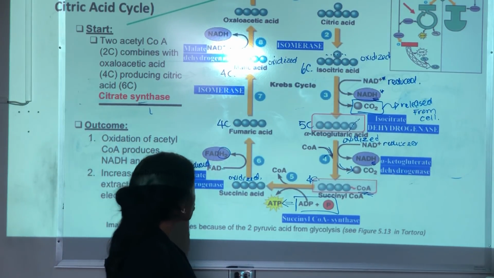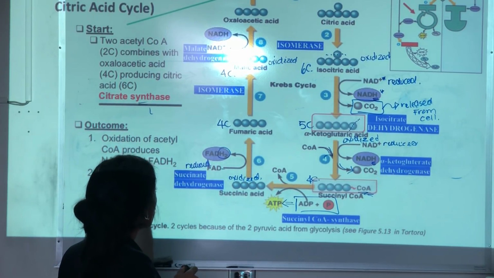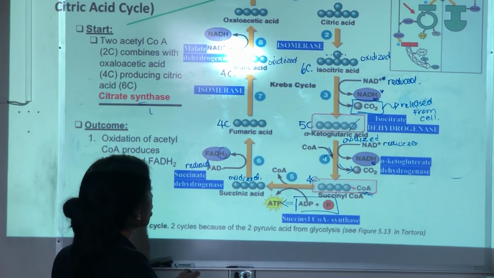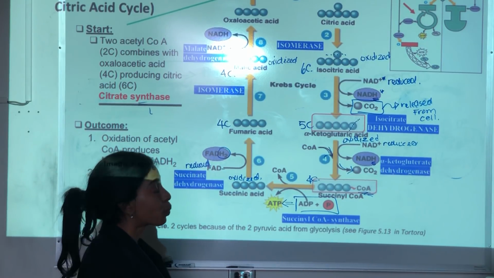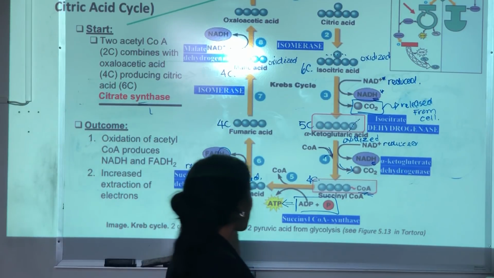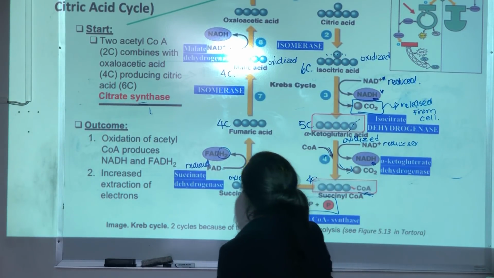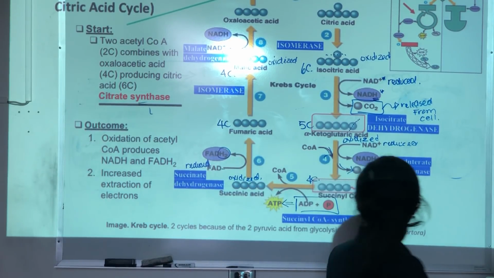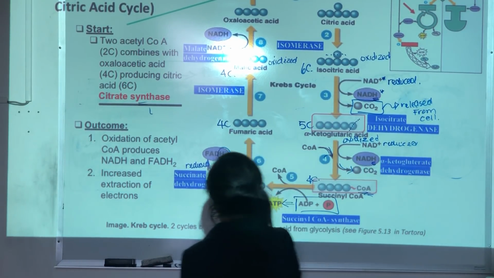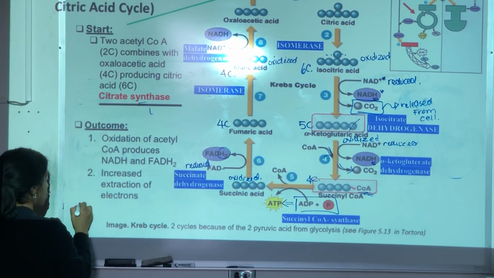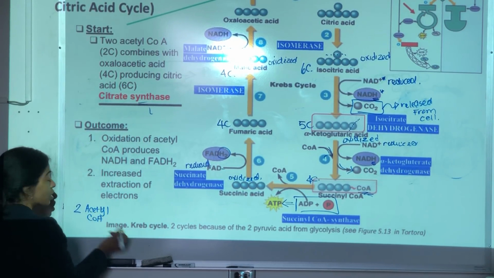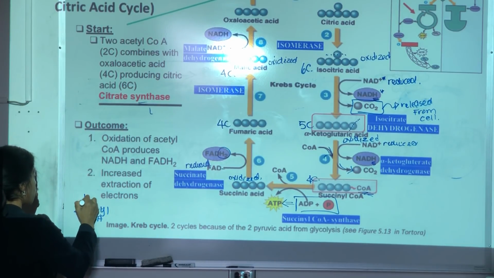So in this model here, we start out with 1 acetyl-CoA, but keep in mind that there were 2 acetyl-CoA that we started with in this pathway. So if we have it here, I'll write it here, we started with 2 acetyl-CoA, and where did the acetyl-CoA come from? The 2 pyruvic acid.